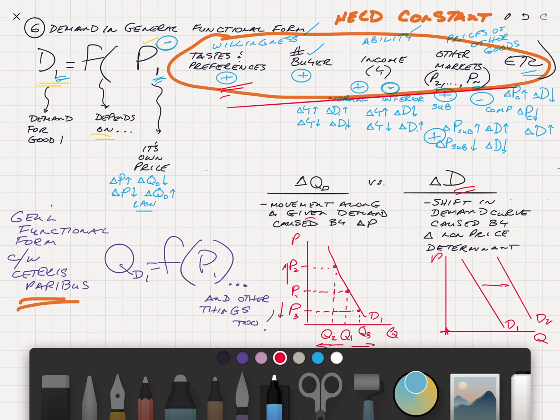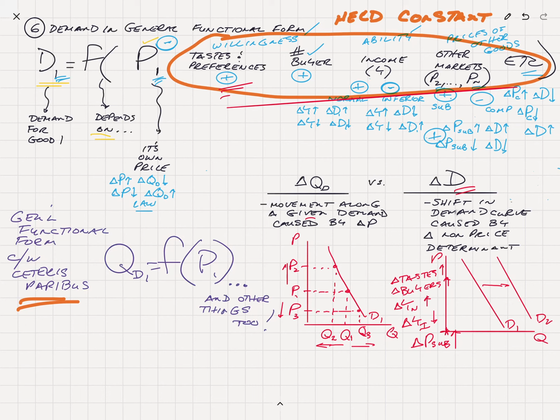It could be a change in tastes and preferences, right? So let's say a change in tastes went up. Change in buyers went up. Change in income, and it's a normal good, went up. A change in income, and it's an inferior good, went down. A change in the price of a substitute, remember it's a positive relationship, went up. And a change in the price of a complement went down.